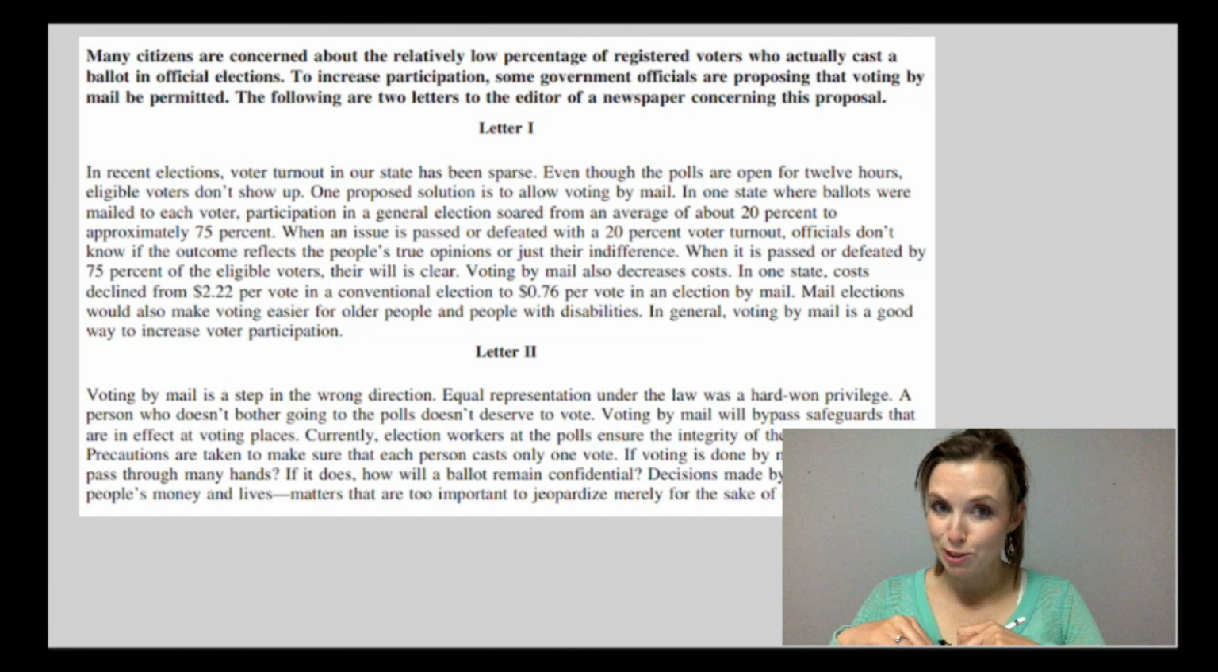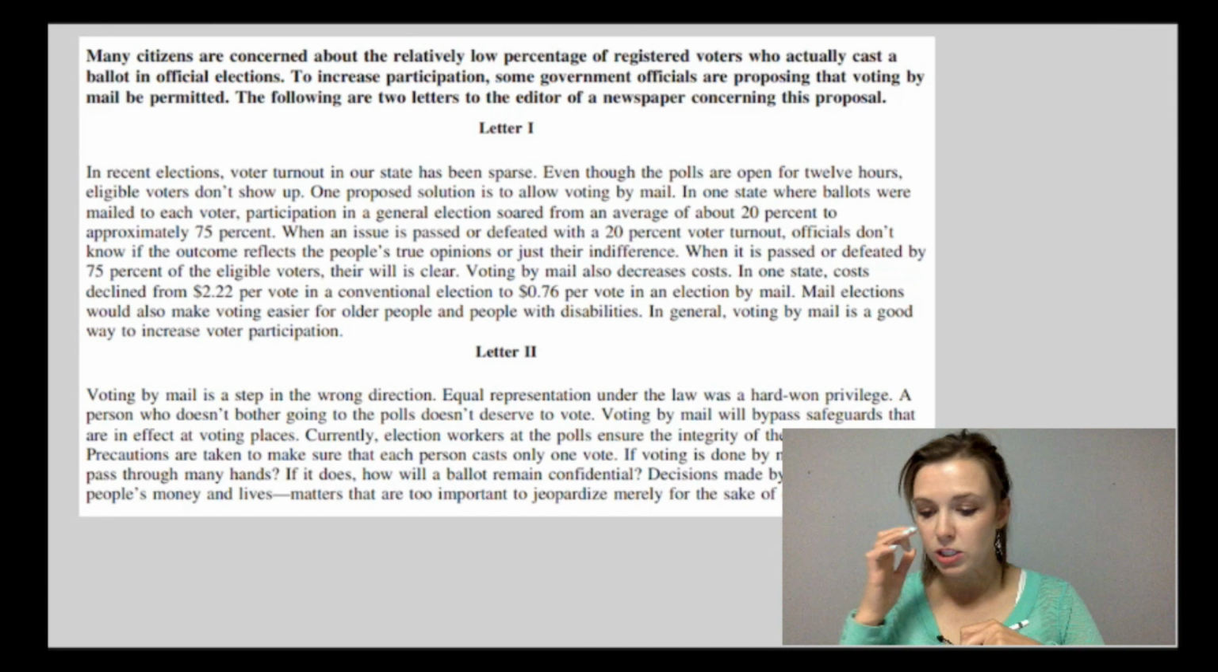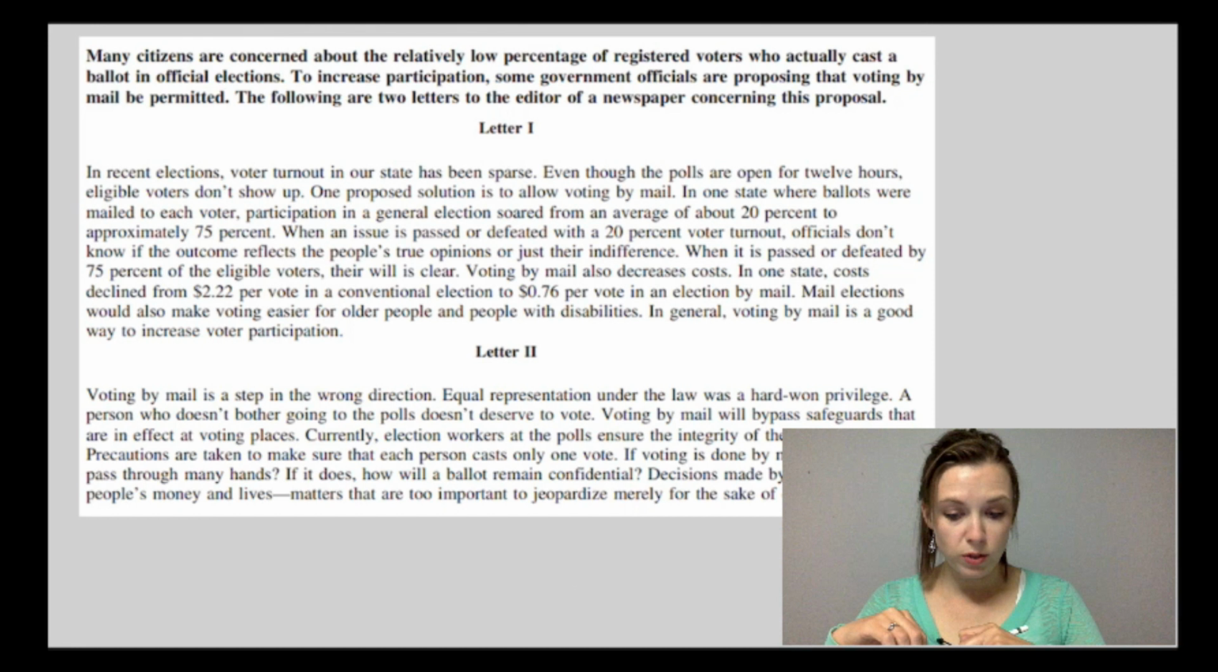Letter 2. Voting by mail is a step in the wrong direction. Equal representation under law was a hard-won privilege. A person who doesn't bother going to the polls doesn't deserve to vote. Voting by mail will bypass safeguards that are in effect at voting places. Currently, election workers at the polls ensure the integrity of the voting process. Precautions are taken to make sure that each person casts only one vote. If voting is done by mail, will the ballot pass through many hands? If it does, how will a ballot remain confidential? Decisions made by voting involve people's money and lives, matters that are too important to jeopardize merely for the sake of convenience.